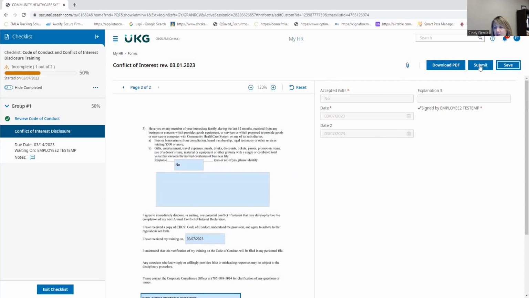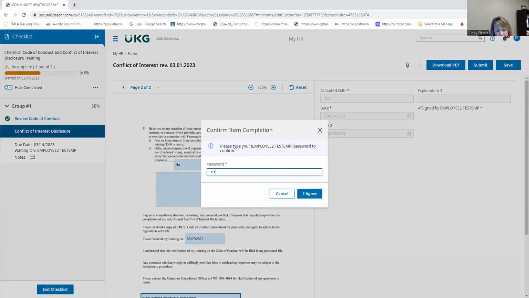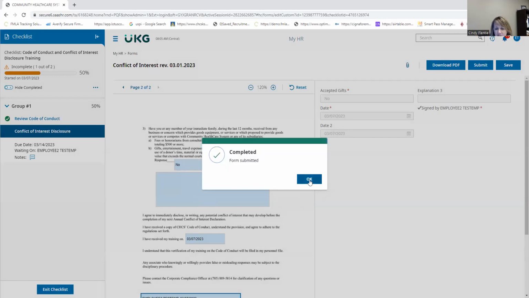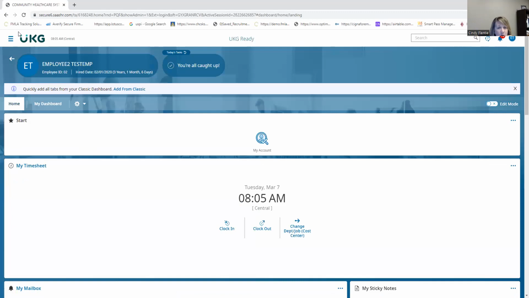And then before you're done, you do have to hit submit. So you're going to submit here. And it's just going to make sure that you really want to submit it. So you'll hit submit again, and again, enter your password. Sometimes it takes a few minutes depending on everything else going on with the internet. It said completed, form submitted, you're going to hit OK. And it's saying completed, checklist was successfully completed. You'll hit OK, and it's going to bring you back to your home screen.